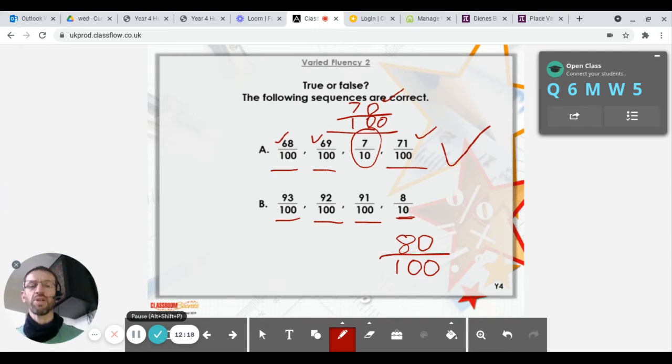Now I can count through my number line and say 93 hundredths, 92 hundredths, 91 hundredths, 80 hundredths. The hundredths now stay the same, so we're just counting down: 93, 92, 91, 80. I think there's a problem here because after 91 would normally become 90 if we're counting backwards. So let's have a look at that.